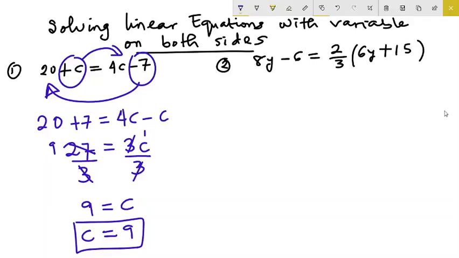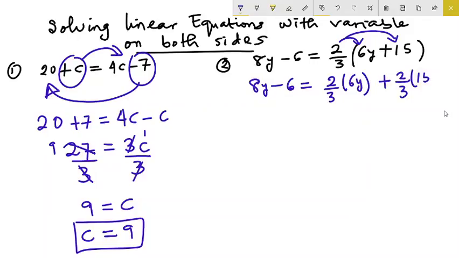And for number 2, we have 8y minus 6 equals 2/3. So what you want to first do is to simplify the right, by distributing the 2/3 into the parentheses to be able to open it up. So we have 8y minus 6 equals 2/3 multiplied by 6y, then plus 2/3 multiplied by 15.